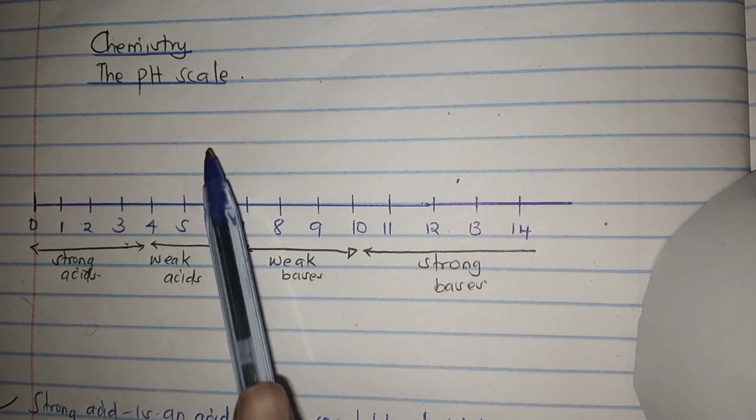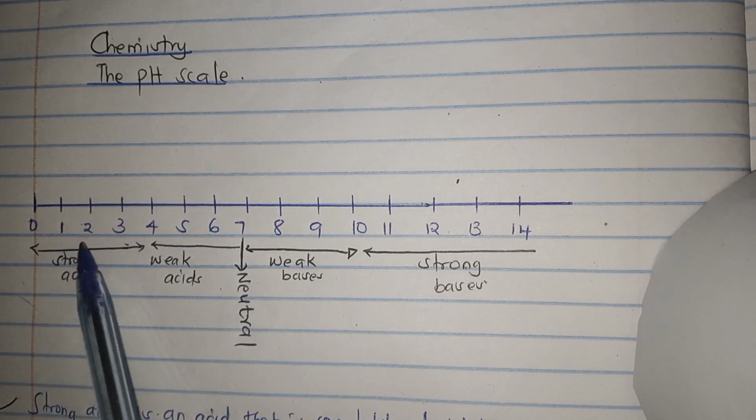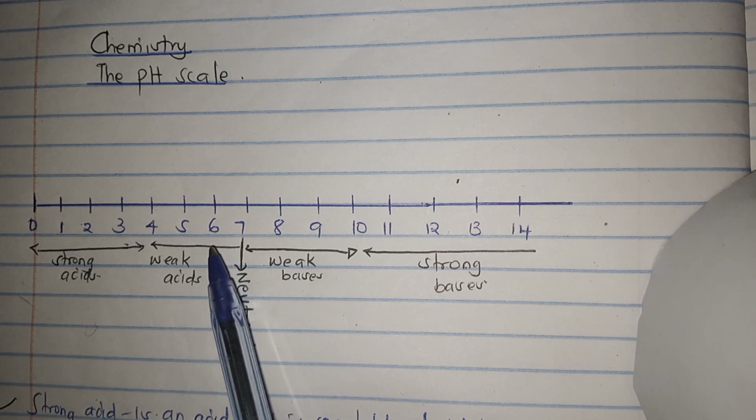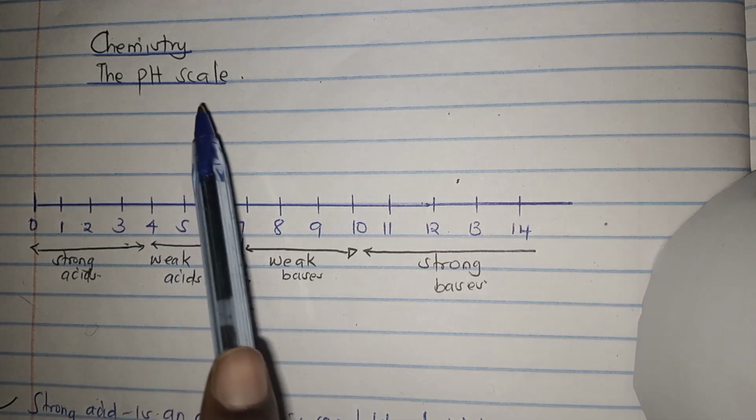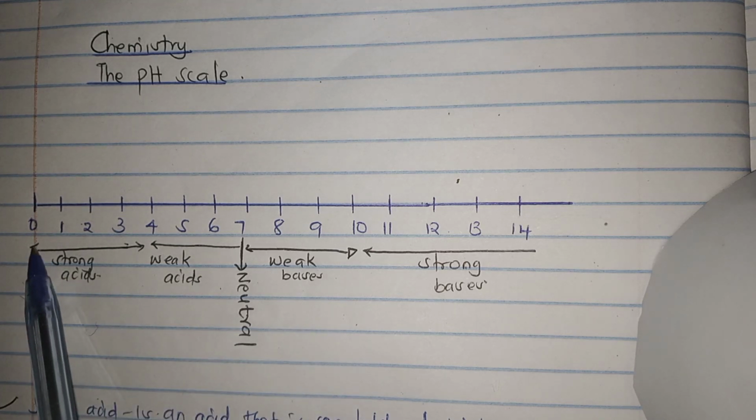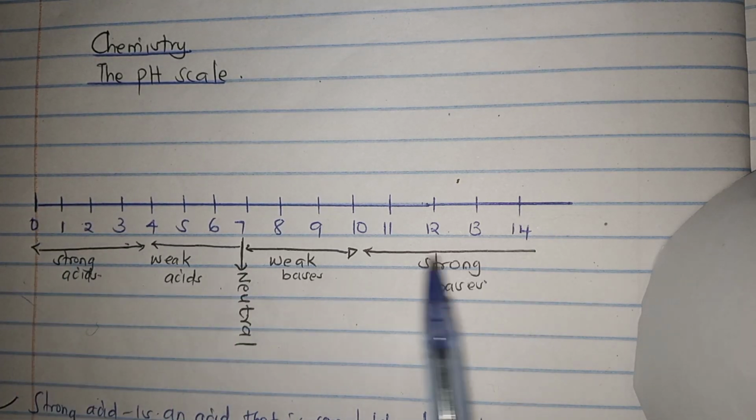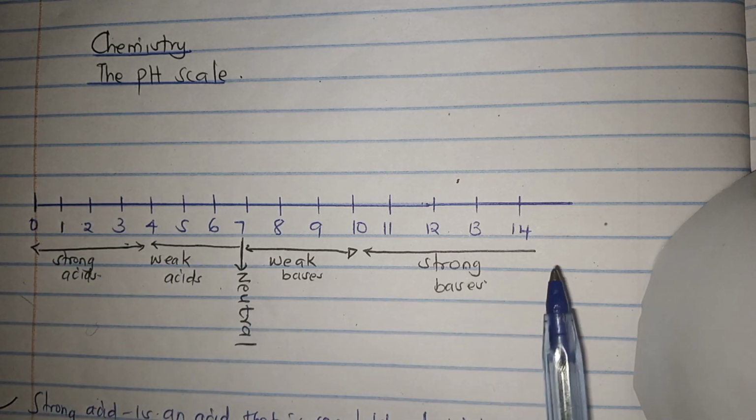So a pH scale is just a scale that is used to specify the acidity or the basicity of a solution. So if I have a solution and I want to know whether it is acidic in nature or basic in nature, I will use the pH scale to determine the acidity or the basic nature in it. The pH scale ranges from 0 to 14. It has these values from number 0, 1, 2, 3 up to 14.